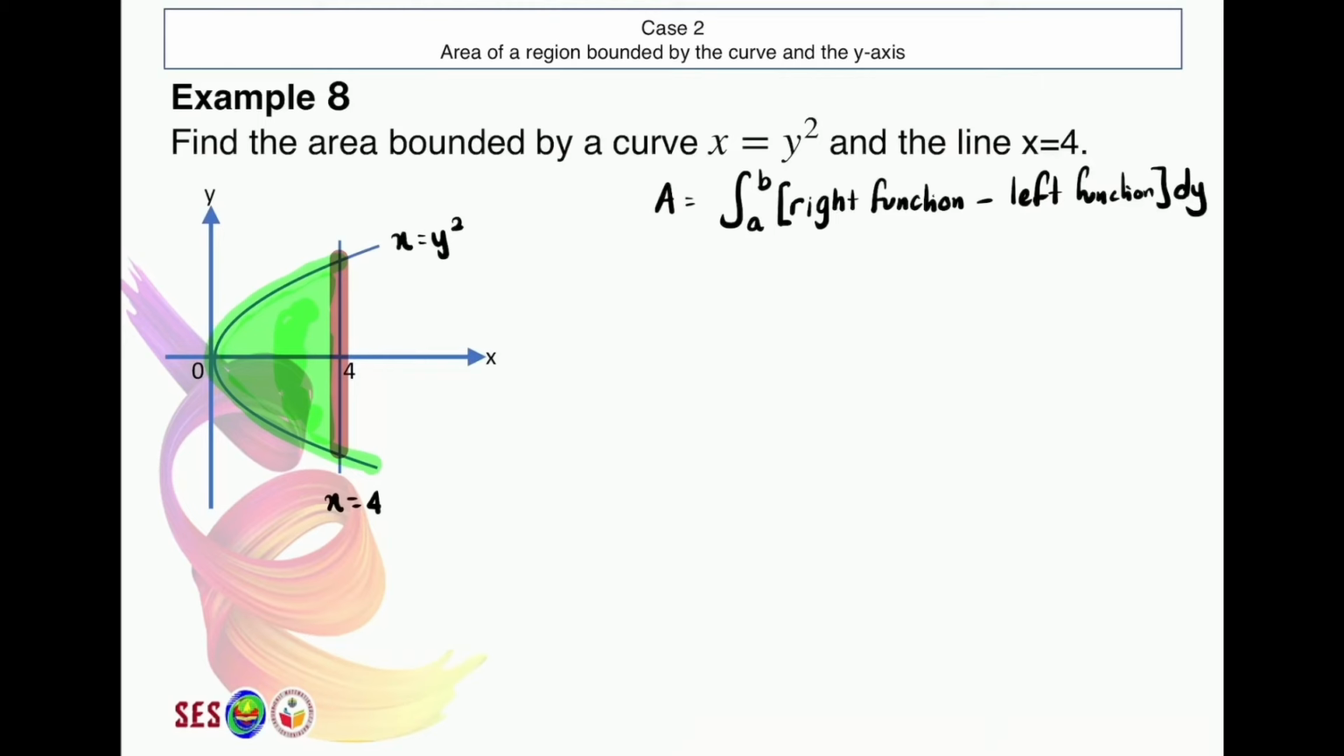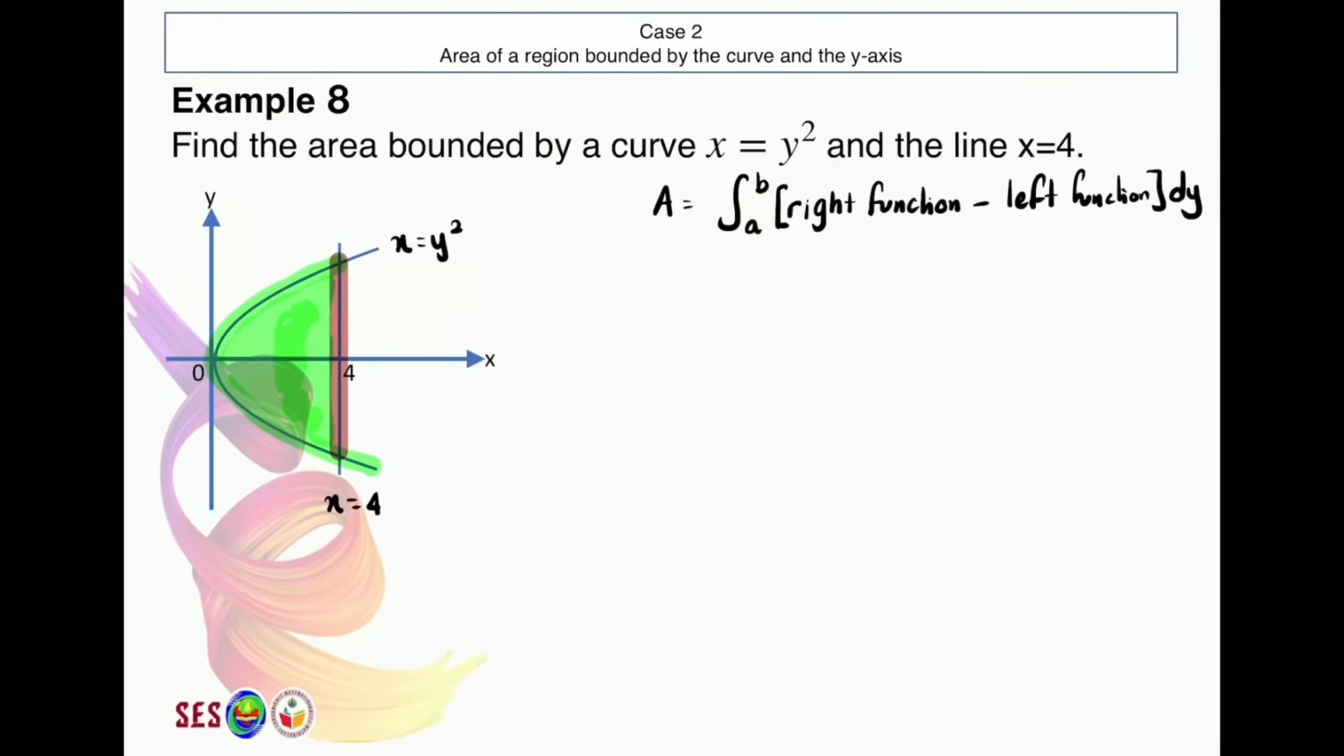So in our case here, our right function is x equals to 4, and our left function is x equals to y squared. So this is obviously on the left hand side of this line. So this is the right function, and this is our left function. So remember, when we want to find the area of a region bounded by the curve and the y-axis, our function has to be in terms of y. So our function is really in terms of y.